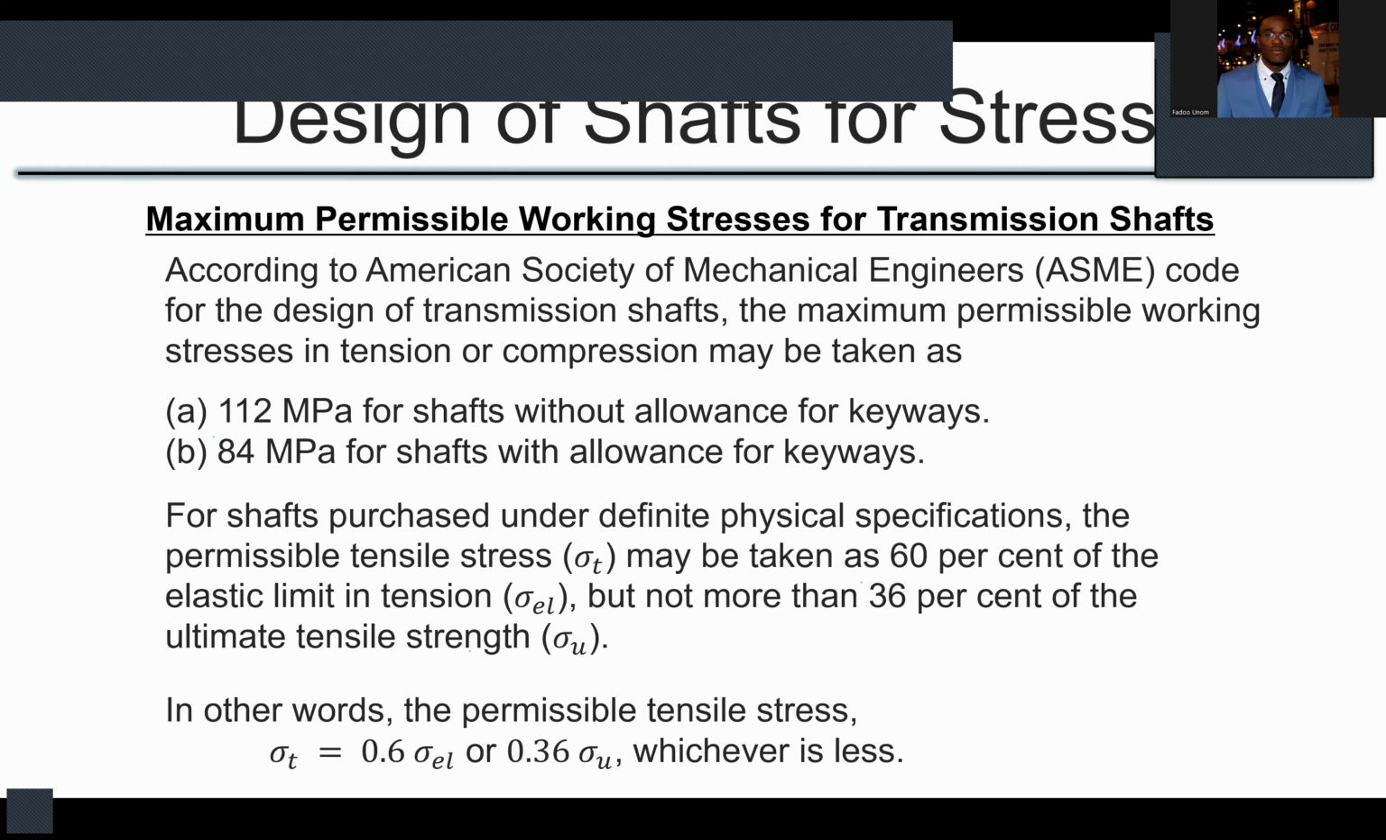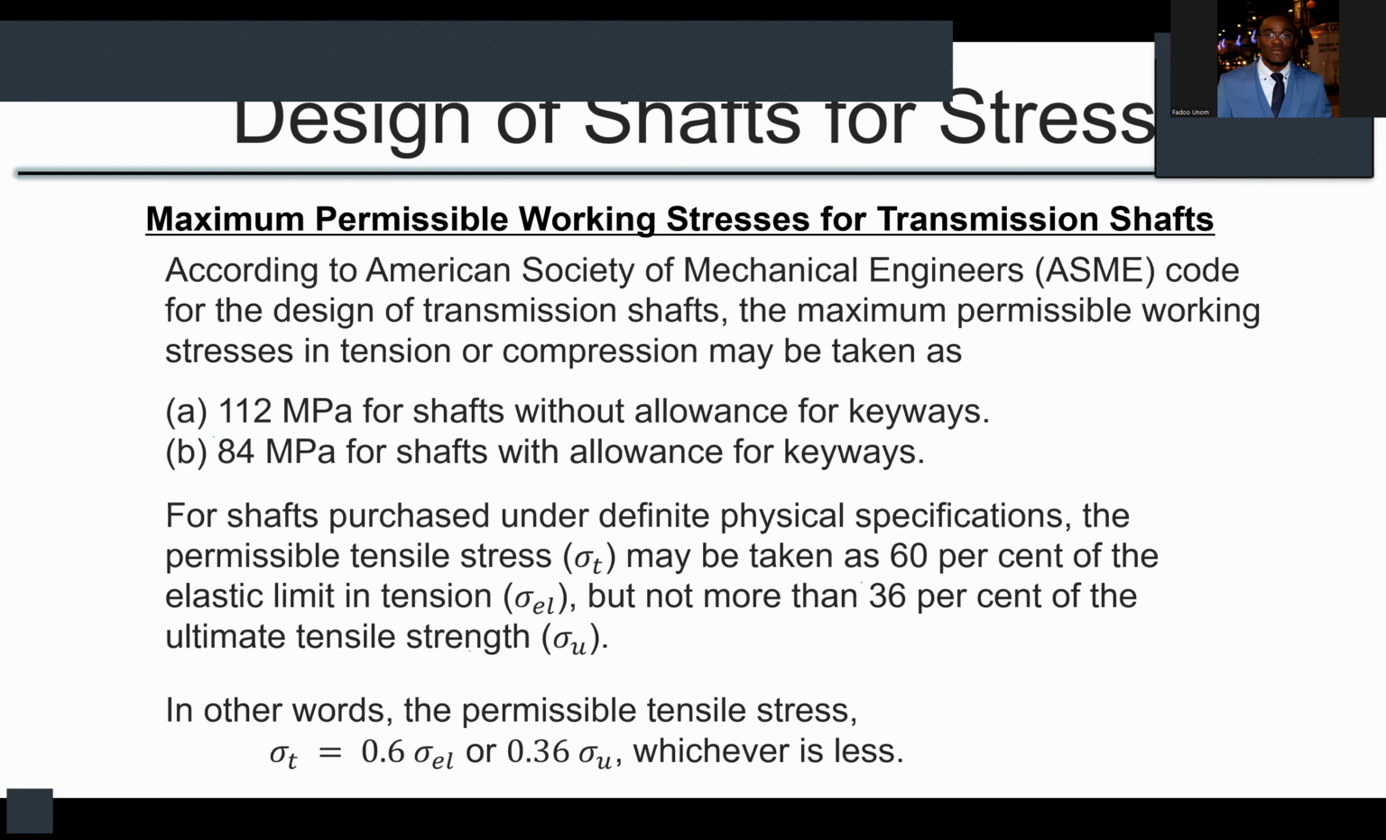Okay, but it must not also be more. So we will check these two. We will find the elastic limit in tension. We'll take 60% of it. Then we'll find the ultimate tensile strength. This one, that's the stress that causes it to fracture. That's what is called the ultimate tensile strength. If you hold it and you are drawing it apart, the stress at which fracture occurs is your ultimate tensile strength for that material. Okay, so we take 36% of the ultimate tensile stress, and we also take 60% of the elastic limit in tension.